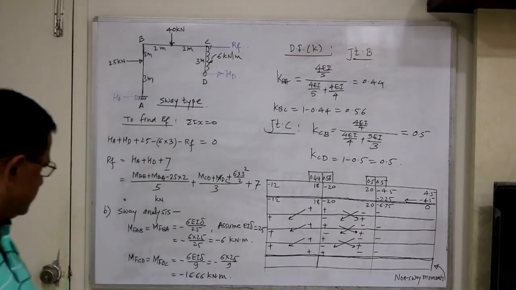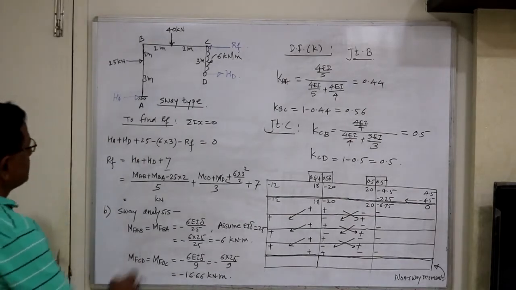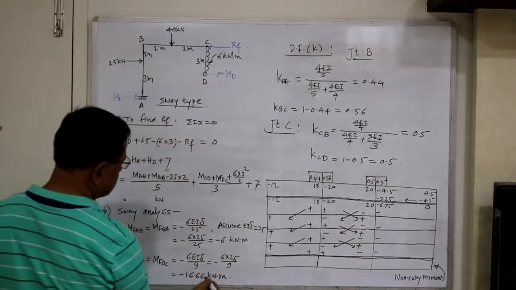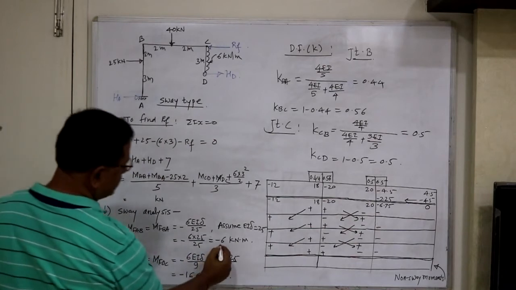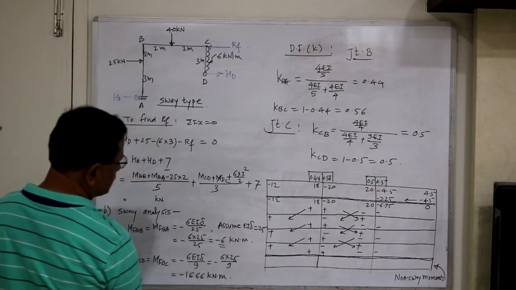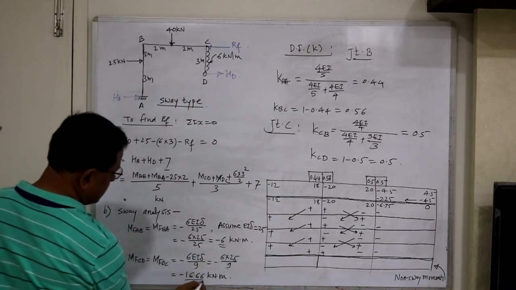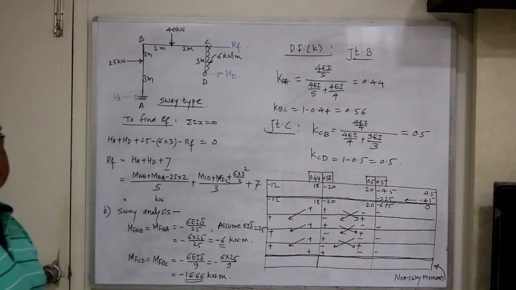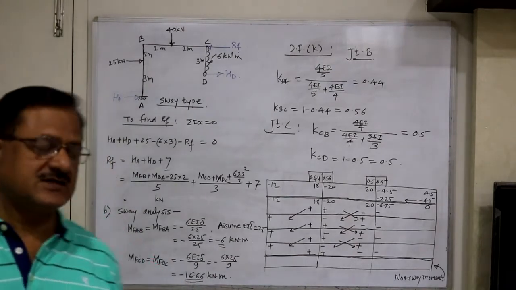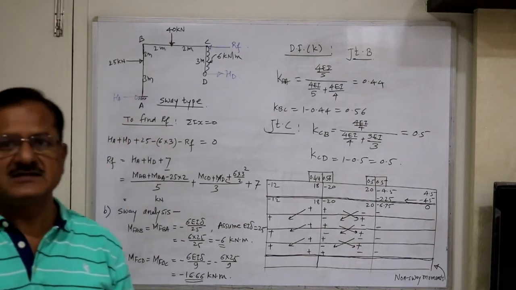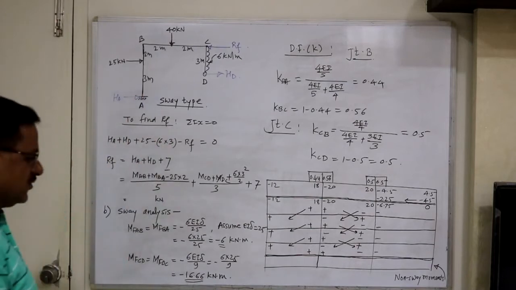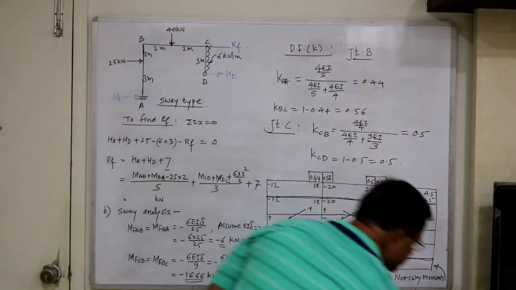16.66. So now these are the fixed end moments. See what happens when heights are different. For column AB we get minus 6 kilonewton meter, and here minus 16.66 kilonewton meter. This means if the height is shorter, that column will carry more moment.